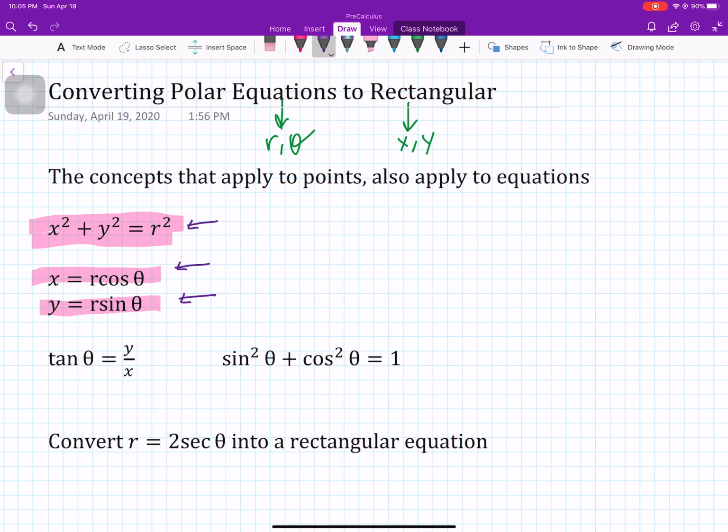Then also keep in mind that, when you're drawing your polar equation and you have your theta and there's your r, you also have a tangent ratio, and that's your y over your x. And then I'm going to throw this out here because it might come in handy. You know that your sine squared plus your cosine squared always equals 1, that Pythagorean identity from way back in the day.